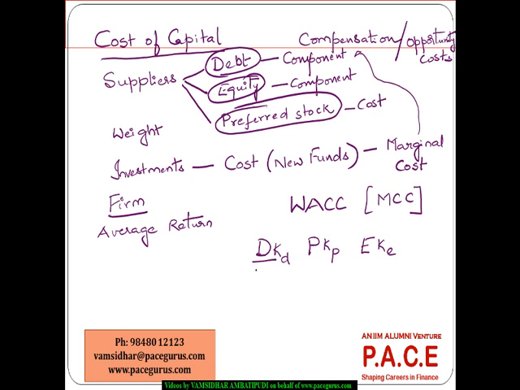Now debt as a proportion of the whole capital, I'll try to find out. Then preferred stock as a proportion of total capital, and equity as a proportion of total capital. So these are the weights. So it is becoming as WD, weightage of debt times cost of debt, weightage of preferred stock times cost of preferred stock, weightage of equity times cost of equity.